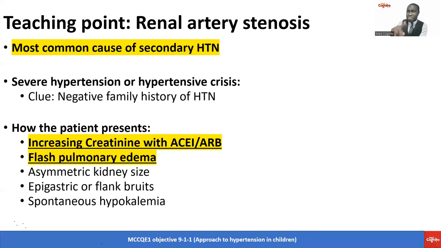How will I pick it up? Most of the time, this child has a negative family history of hypertension. Number two, this is a child that, when you give an ACE inhibitor or an ARB because the child has hypertension and you want to bring down the blood pressure, you check the creatinine and realize the creatinine is going up and up.